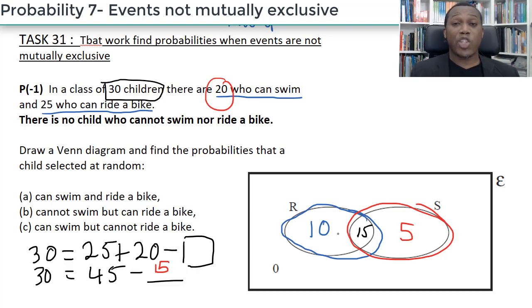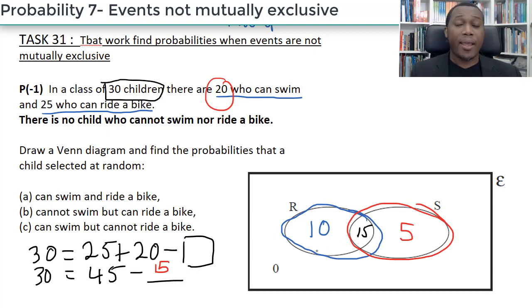So do we have 30 children? Yes, we have 30 children. Yes, we have now drawn the correct Venn diagram. Now note, in future questions, you will not have the pre-built rectangle and the circles. You need to construct that for yourself. Okay, I've started off giving you a helping hand on that.